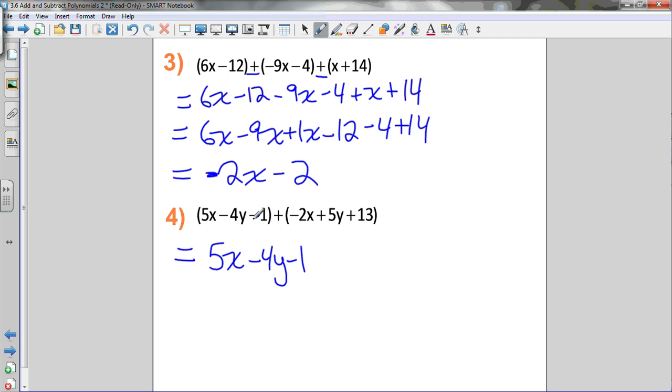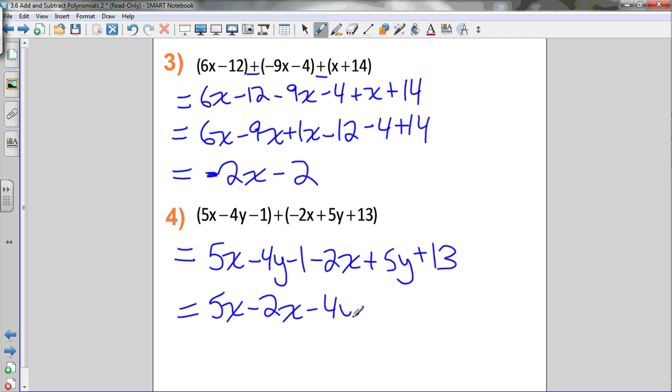So 5x minus 4y minus 1 plus negative 2x. I know a positive and a negative beside each other turns into a negative. Plus 5y plus 13. Put my like terms in groups. So I'll put my x's at the beginning, 5x. I have a negative 2x. And then I have a negative 4y and a positive 5y. And then the last group, I have a negative 1 and a positive 13.